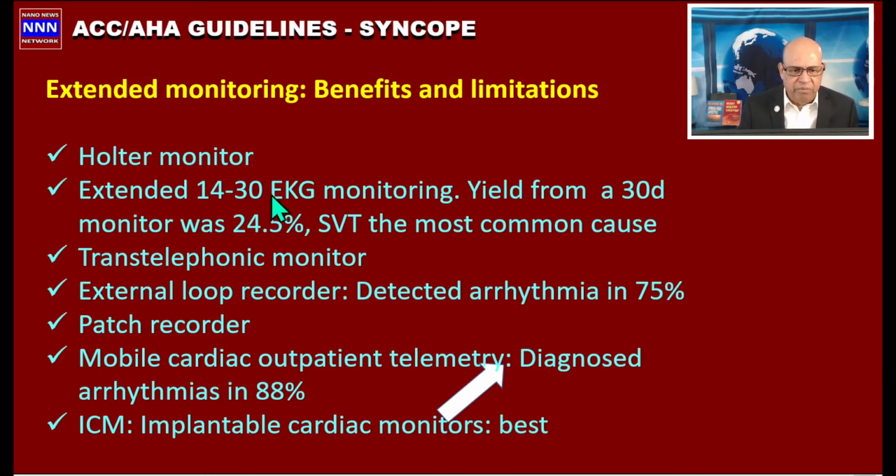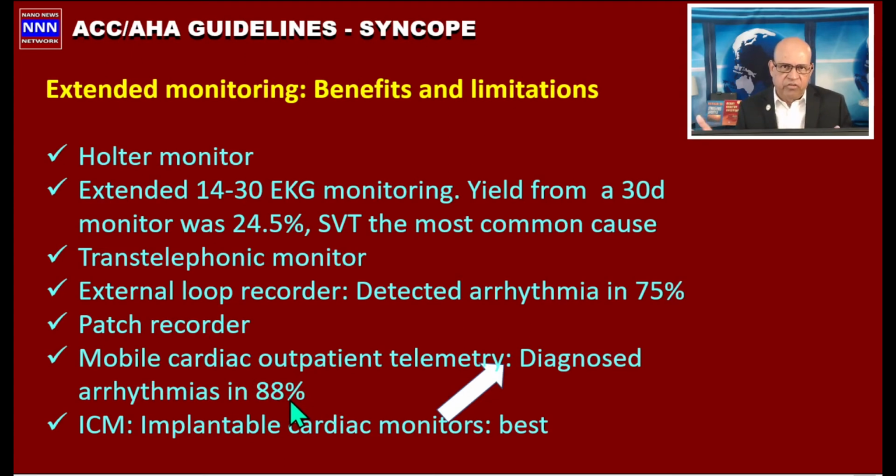Extended monitors can be placed, like patch monitors that can monitor someone for 14 to 30 days. And the yield is still only 24%; they were able to pick up supraventricular arrhythmias as a cause for the patient's symptoms. So not all these tests are able to pick up, especially if the symptoms are infrequent. Then we have transtelephonic, then we have an extended loop recorder, which can detect arrhythmias 75% of the time the patients have arrhythmias. And the most significant one is the mobile cardiac outpatient telemetry, which can pick up arrhythmias in 88% of the cases.